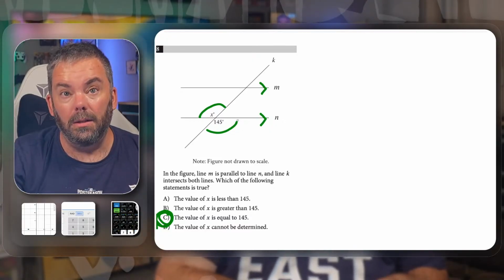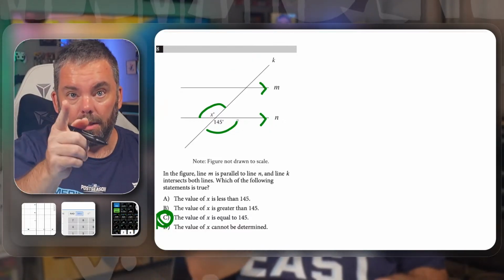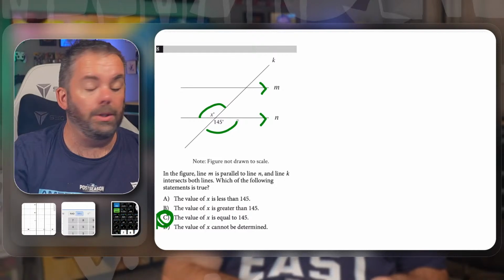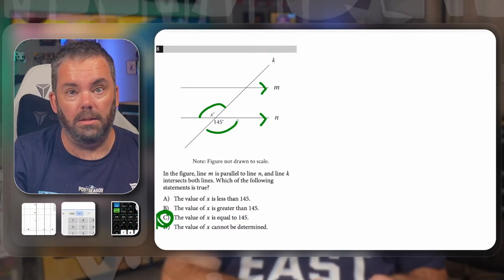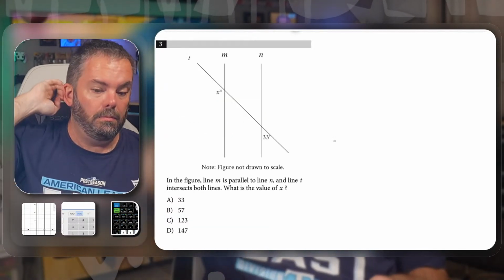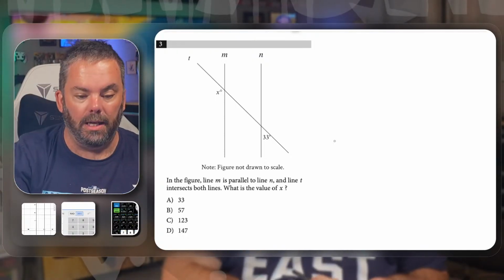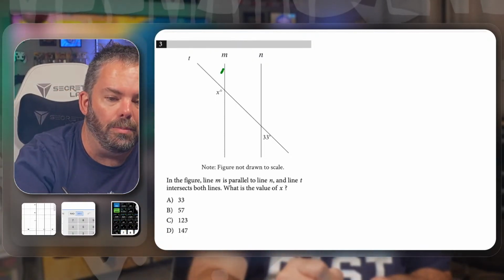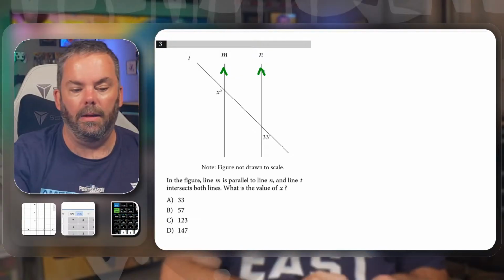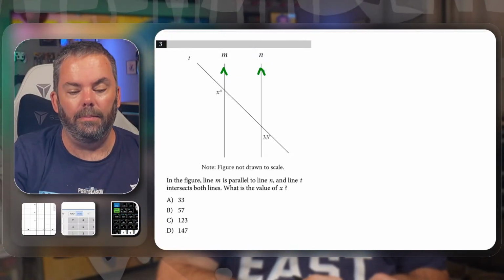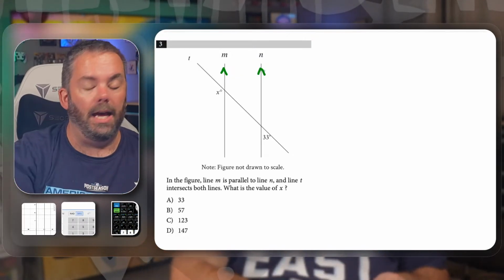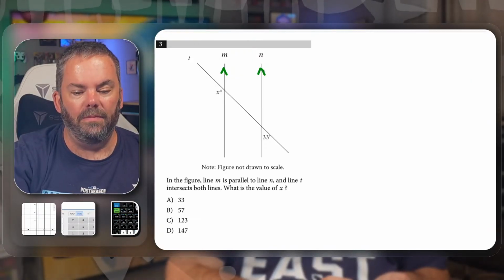They used to be about trick questions. When I was your age, they used to be about trick questions, but they're not. SAT is doable, y'all. All right, here we go. Look at us again. They must have run out of variables because now there's M and N again. And they say M and N are parallel and line T intersects both lines, right? What is the value of X?